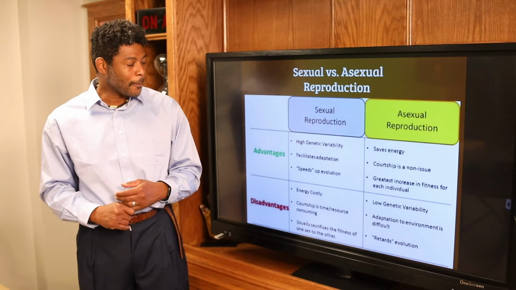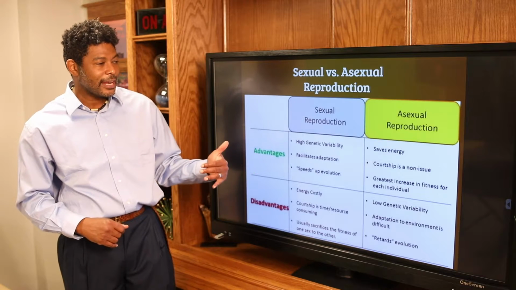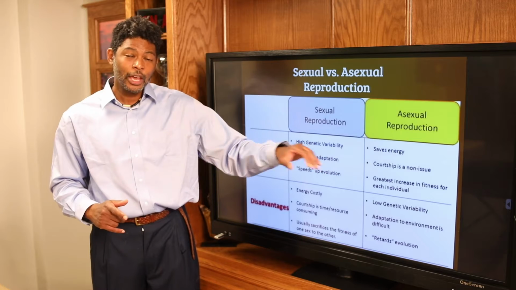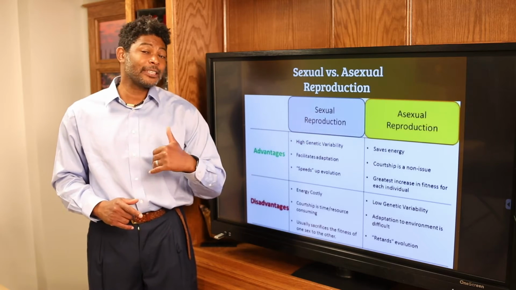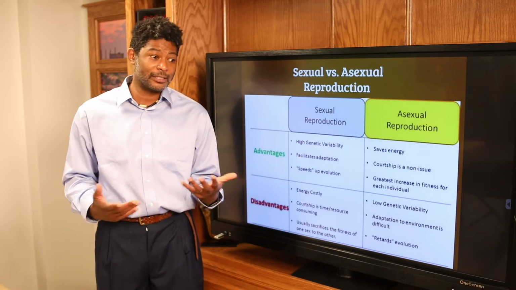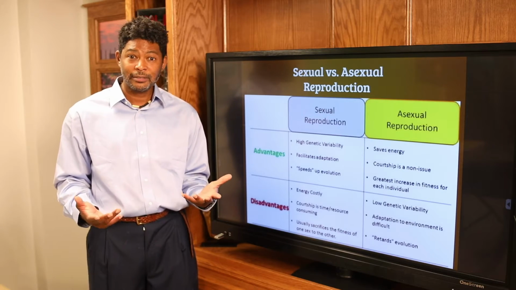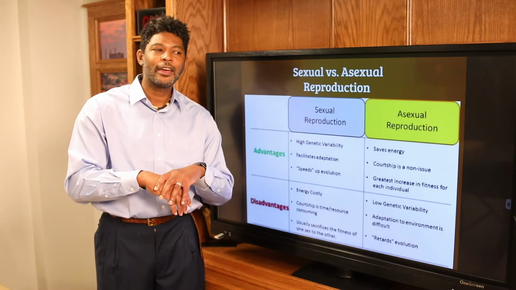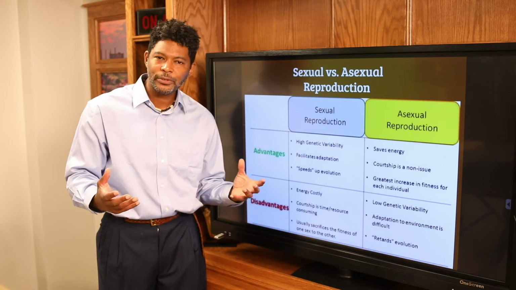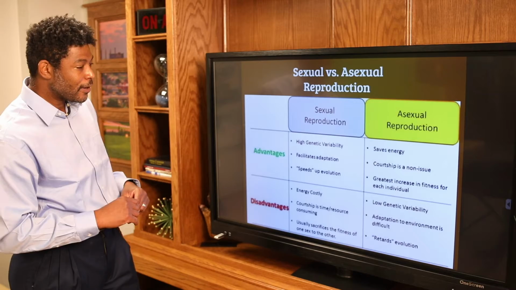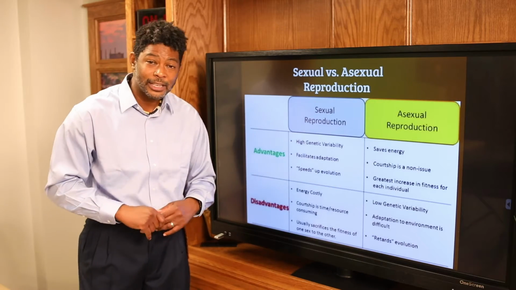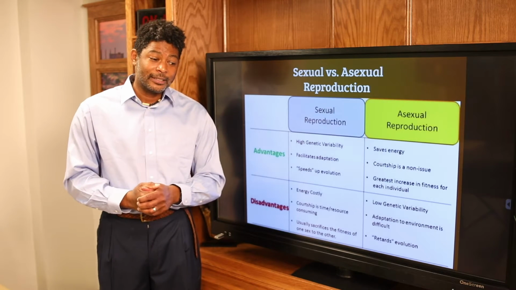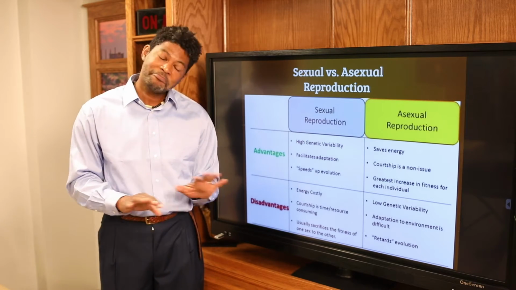Okay? Now, when you look at some of the advantages of asexual reproduction, first of all, it saves energy. You do not have to expend as much energy if you're just making copies. It's literally like a copy machine, as opposed to actually writing a unique or an original document. Next, you find that courtship is not an issue. I don't need a mate because I can just make a copy of myself. I'm going to just leave that right there.